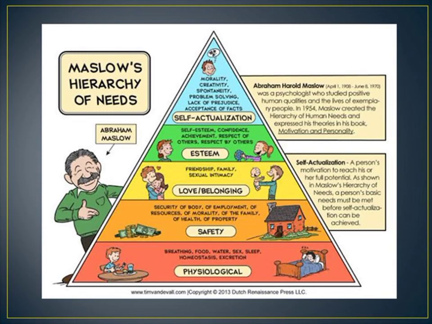So those are the hierarchy of needs according to Maslow: the physiological needs, the safety needs, the social needs, the esteem needs, and the self-actualization needs.